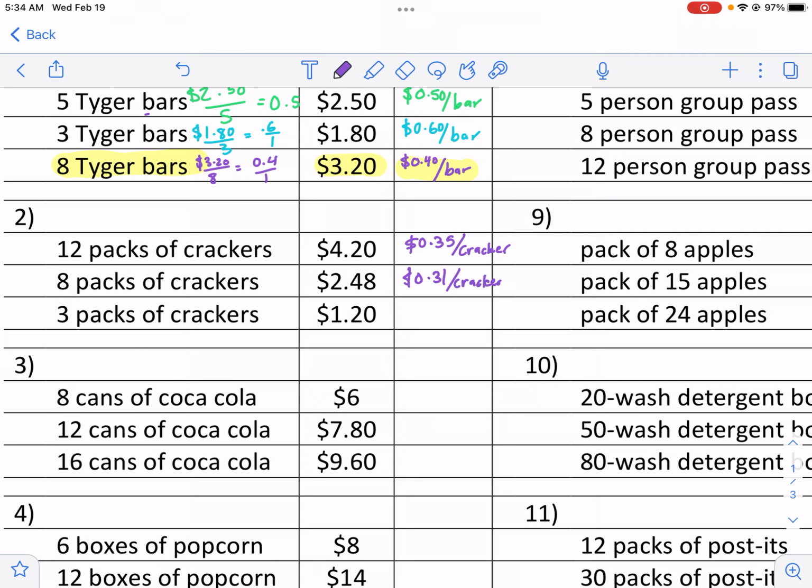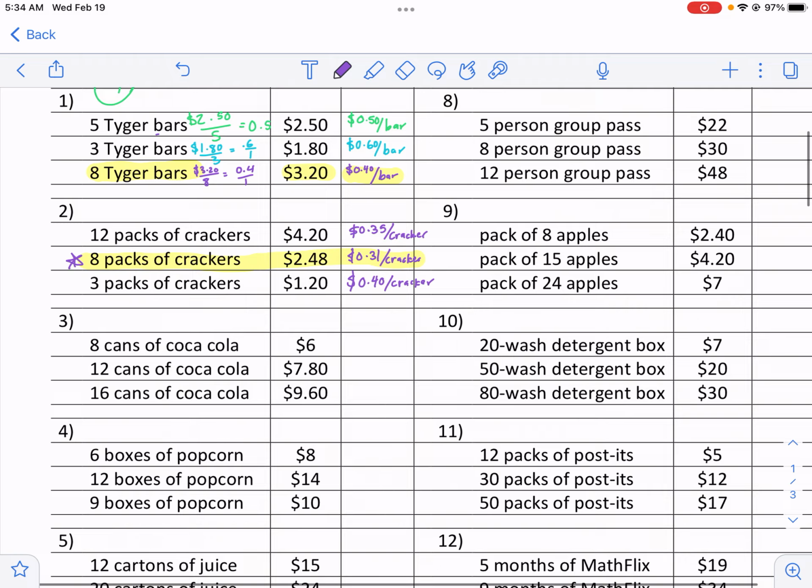This one is divisible. So if I pretend this is 12 divided by 3, that's going to give me 4. So that's going to be 40 cents per cracker. Okay, so now I have my best deal, which is this middle one, 8 packs of crackers for $2.48, and that is the one I would want to buy. Now, you might be thinking, well, I don't want 8 crackers. I want 12, or I want 16 or 24. Well, the idea is you could just increase the number of these crackers that you buy, but that's the package that you would want to get, and just get multiples of that.